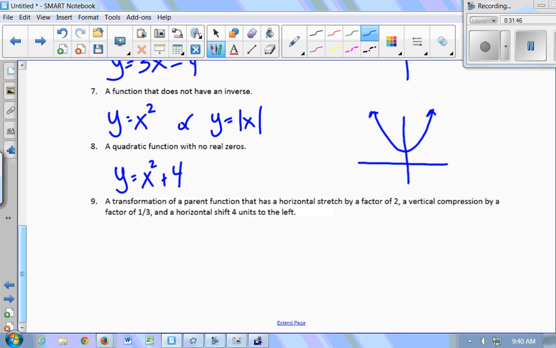All right, a transformation of any parent function. Okay, so you can choose any parent function you want. x squared, square root x, absolute value, x cubed. We've got a whole bunch of parent functions, 1 over x, whatever you want. We want to create a horizontal stretch by a factor of 2, a vertical compression by a factor of a third, and a horizontal shift 4 units to the left. All right, so first let's pick a parent. Have this be f of x equals, what do you want to use?